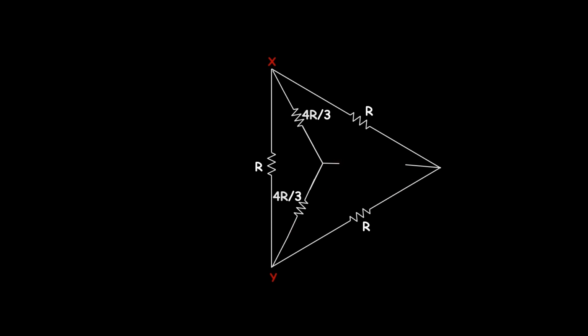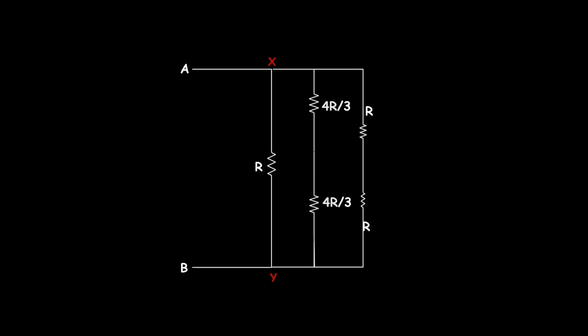Now we can easily solve this circuit, with these two 4R by 3 resistances in series and these two R resistances in series. As we know, series resistances can be added. So 4R by 3 and 4R by 3 get added, and similarly R and R get added. It becomes 8R by 3 and 2R, and these three resistances are in parallel. First, we will solve these two parallel resistances, that is R parallel with 8R by 3.